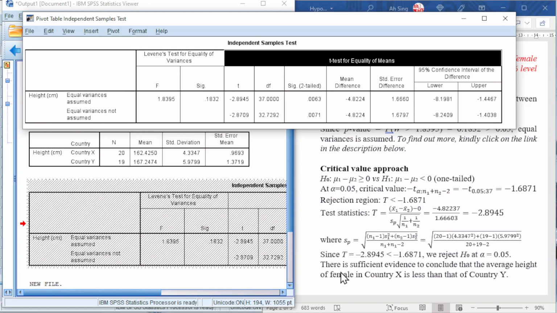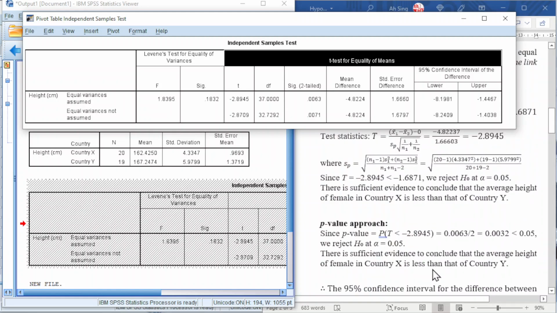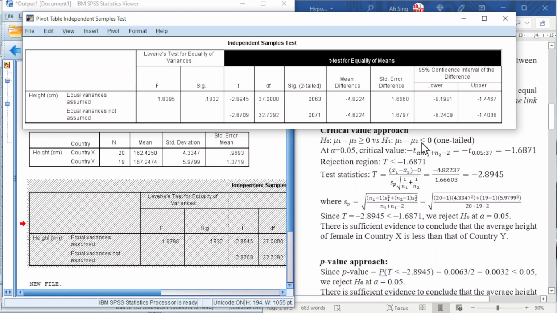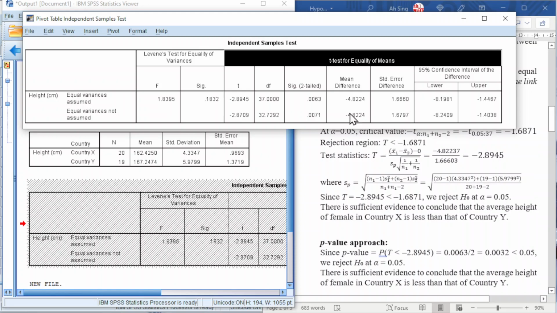In other words, there is sufficient evidence to conclude that the average height of females in country X is less than that of country Y. We could also make use of the p-value approach. From here, since the p-value that we obtain is for two tails, recall that we conduct only for one tail, which is the left tail, which means that we should take the value divided by 2 and obtain the correct p-value, which is only for one tail.